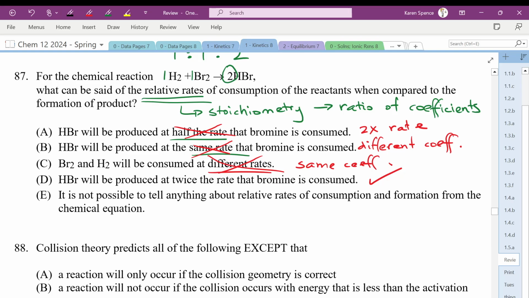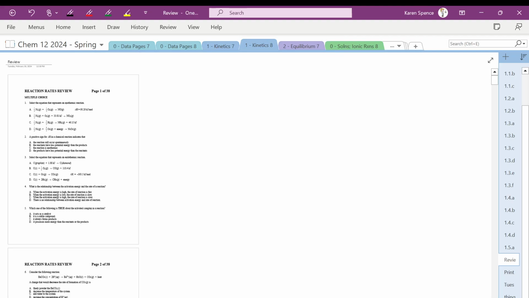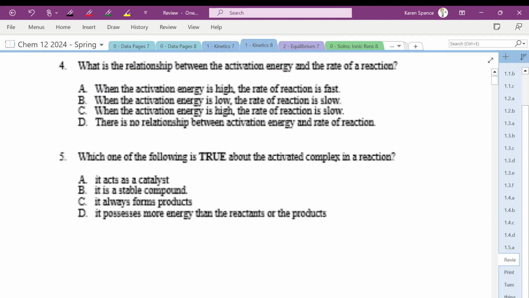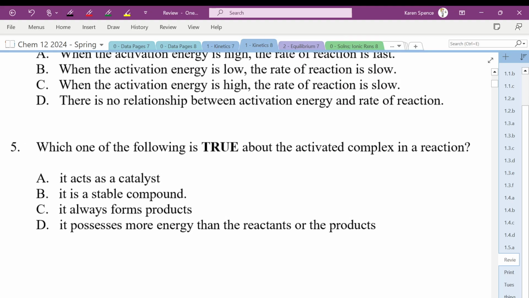5. Which one of the following is true about the activated complex in a reaction? Is an activated complex a catalyst? No. Okay. So look, we've eliminated one answer. Okay, that's good. Is an activated complex stable? No, it is unstable. Does it always form products?